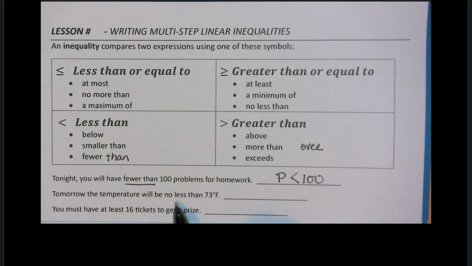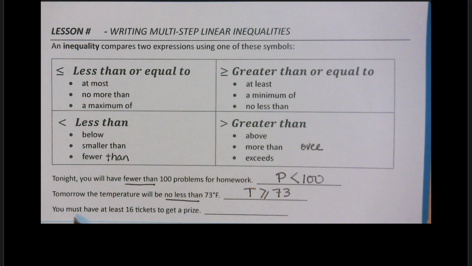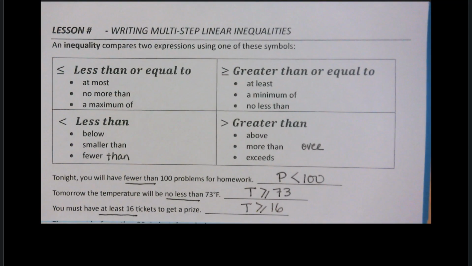Tomorrow the temperature will be no less than 73. So the keyword is no less than. Let's use T for temperature. And no less than would be greater than or equal to 73. Then, you must have at least 16 tickets to get a prize. So let's represent tickets with T, and at least would be greater than or equal to. Let's go on to the next ones.